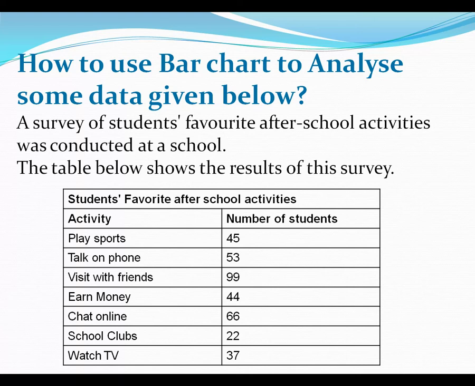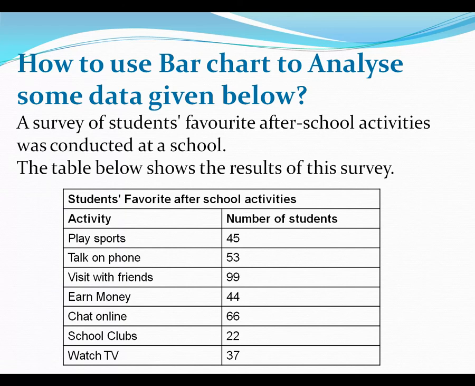So we may come across different types of data in our day-to-day life, which are given in terms of numbers. Here we have an example of a survey of students. Favorite after school activities was conducted in the school. The students have different types of activities and their favorites are given in the form of numbers. Say for example, first one is play sports. The number of students is 45.